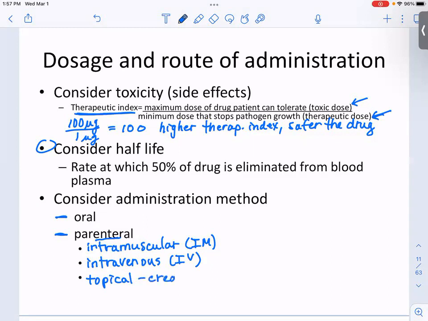So say as a cream, just on the skin. Okay, all those are considered parenteral. All right, so what are the reasons that we wouldn't be able to give a drug orally? Some drugs just are not absorbed well through the small intestine.